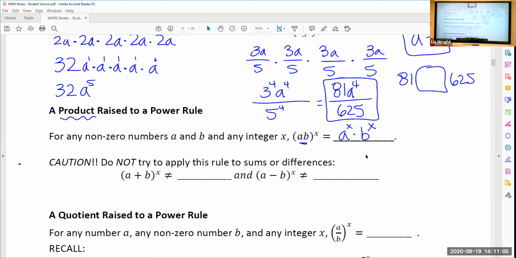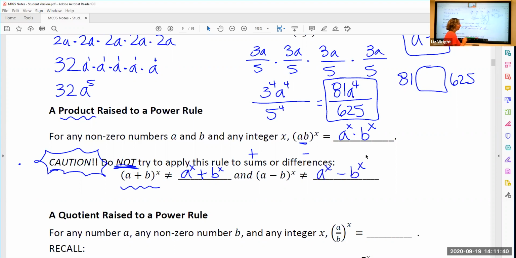When it says caution, math sirens should be going off in your head right now. Do not try to apply this rule to sums or differences. This is addition and this is subtraction. If we have a quantity raised to the x, it is not going to equal a to the x plus b to the x. It will not equal that. Remember, we talked about that 2 or 3 lessons ago. And on this one, it will not equal a to the x minus b to the x.